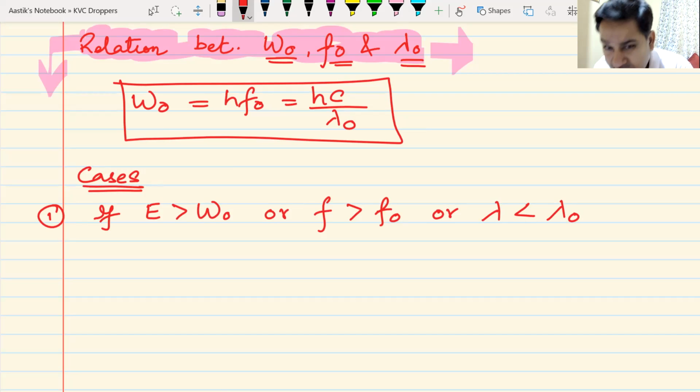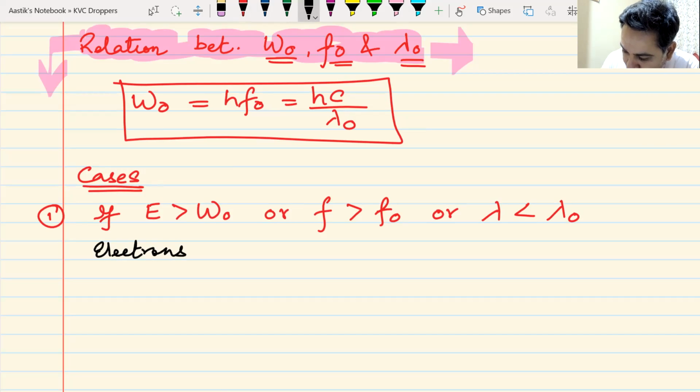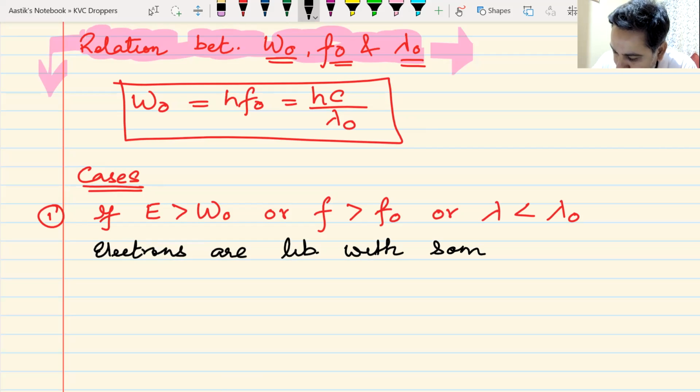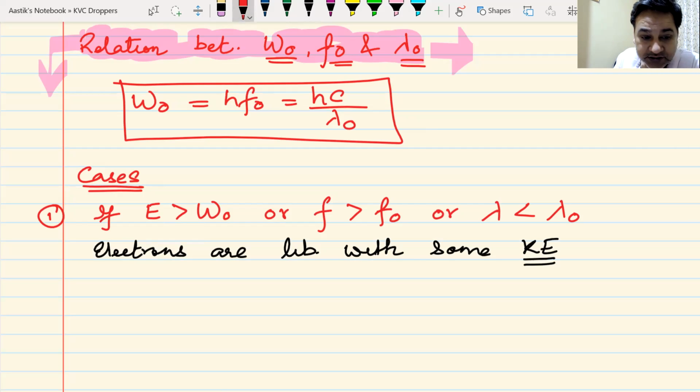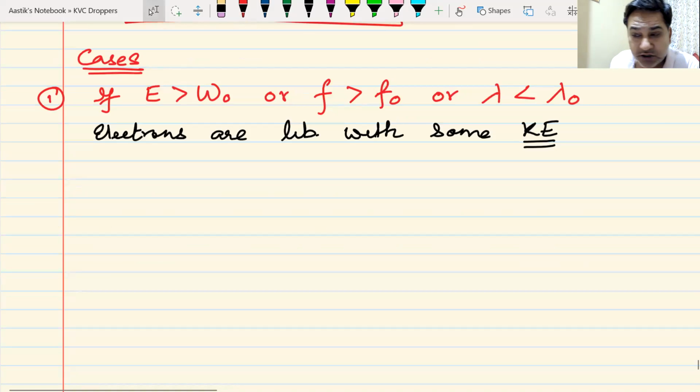Then what happens? Electrons are liberated and they have kinetic energy. Yes or no? Yes, sir. Electrons are liberated with some kinetic energy. Do we understand this? Yes, sir. That is the case that happens when the energy of the falling photon is more than W naught.